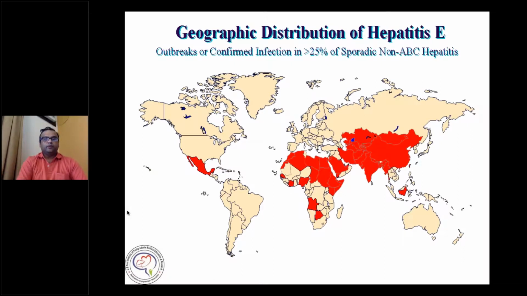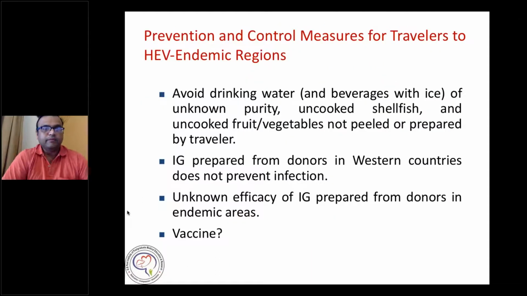So, how do we control and prevent hepatitis E virus? Most important is to avoid drinking water which comes from an unknown source. So water, if someone wants to have it, should be very well filtered, or it should be boiled and then cooled down, and then we should consume it to avoid hepatitis E.